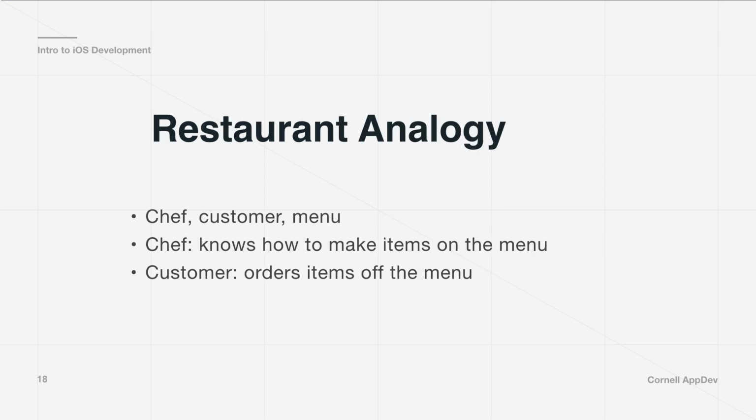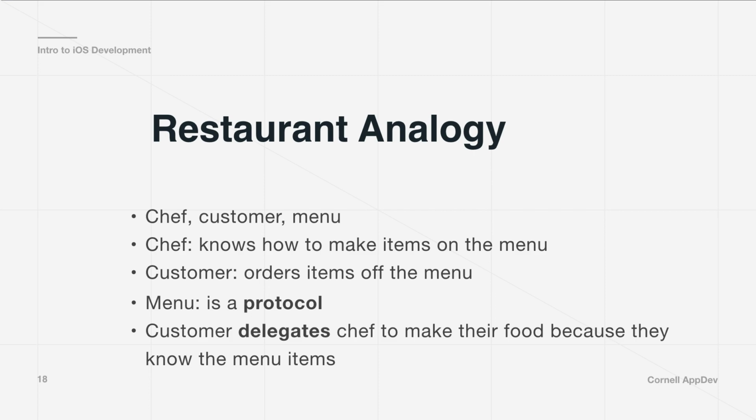So we're going to start with an analogy, and let me know if this makes sense. Let's just assume we have a chef, we have a customer, and we have a menu. All right? Now the chef knows how to make the items on the menu, and we could have a customer who can order any item on the menu, right? So the menu is a protocol. Let's think of a menu as a protocol. And the customer wants the chef to make food for them, right? So we're going to delegate the chef to make our food. So the chef is the delegate, right? And the menu is the protocol.